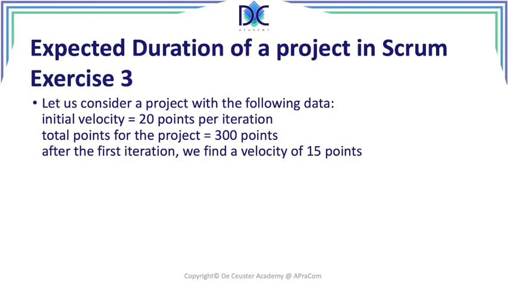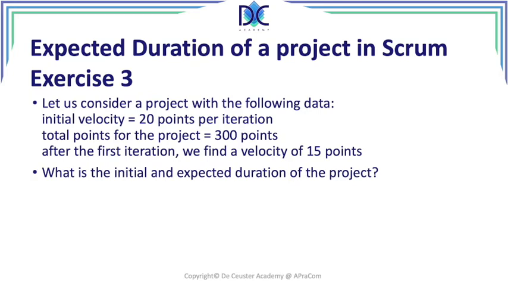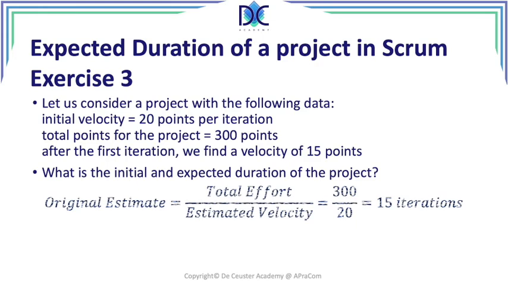Let us consider a project with an initial velocity of 20 points per iteration. Total points for the project is 300 points. And after the first iteration, we find a velocity of 15 points. What's the initial and expected duration of the project? Initial duration, we take the total effort divided by the estimated velocity. So we have 300 divided by 20, which is 15 iterations.